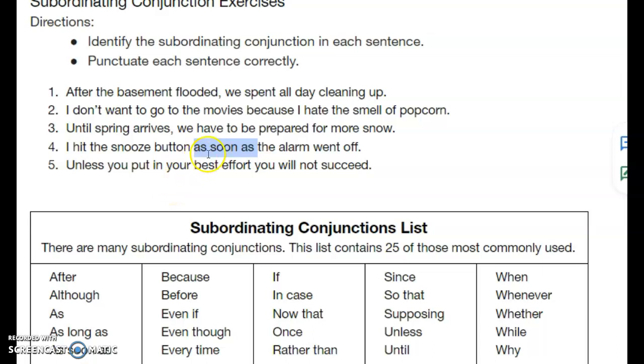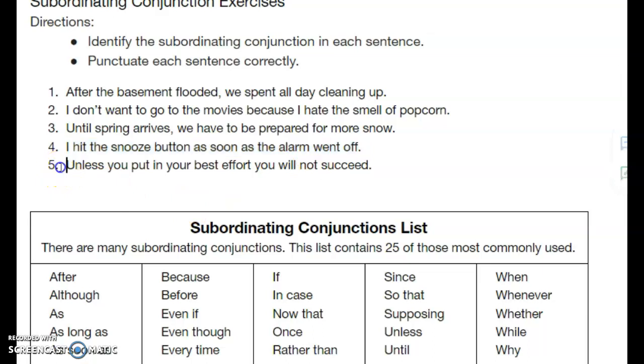All right, so because our subordinating conjunction is in the middle, right, we need to punctuate correctly for that. How do you punctuate number 4? And for number 4, because the subordinating conjunction is in the middle of the sentence, between the clauses, the only punctuation we need is the period at the end of the sentence.